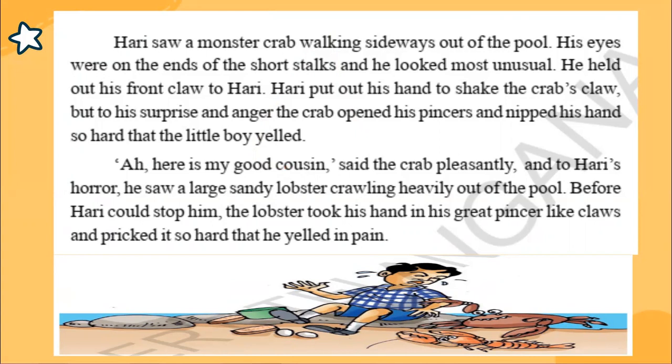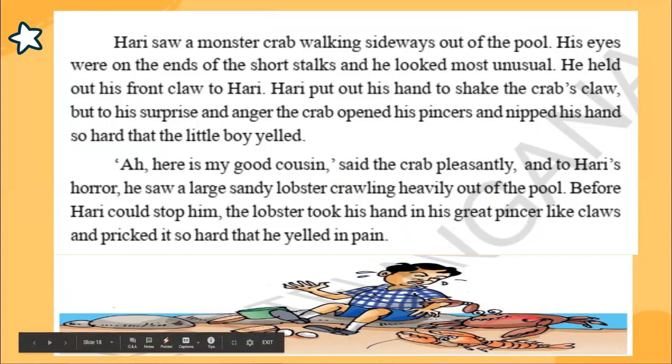"Here is my good cousin," said the crab pleasantly. And to Hari's horror, he saw a large sandy lobster crawling heavily out of the pool. Before Hari could stop him, the lobster took his hand in his great pincer-like claws and pricked it so hard that he yelled in pain. Even after that, what happened? The crab pleasantly said, "Here is my good cousin." Cousin, you know, right? Who is cousin? And to Hari's horror, he saw a large sandy lobster crawling heavily out of the pool. He saw a large lobster. And it also started crawling heavily.